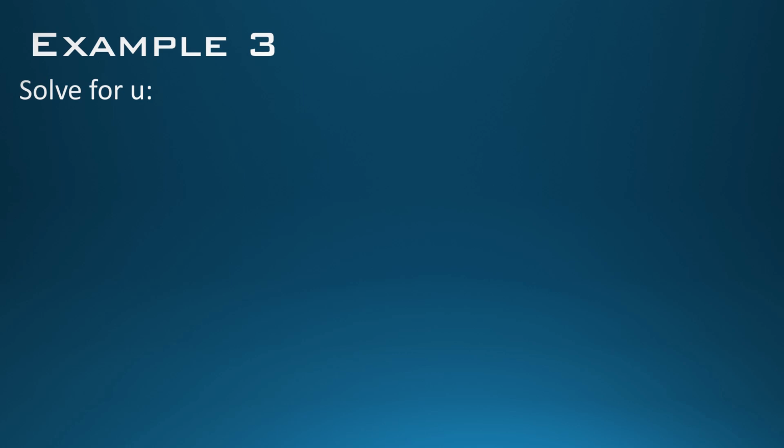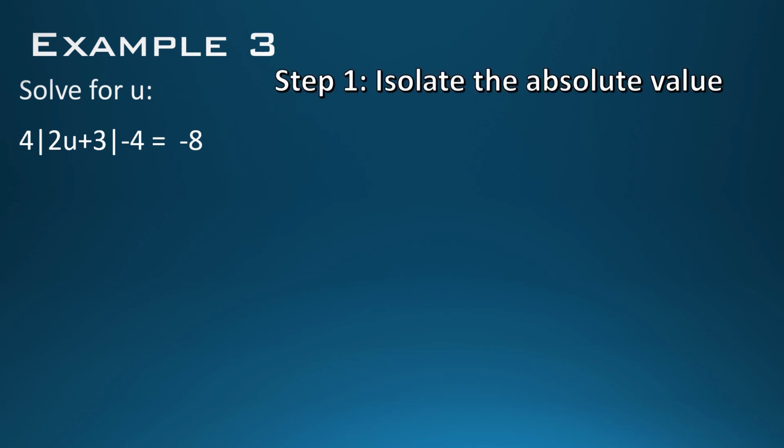Alright, so now we've got example 3, solving for u. Now we have a pretty crazy one here. We have 4 times the absolute value of 2u plus 3 minus 4 equals negative 8. So, first step is to isolate the absolute value. Now I know this looks crazy, but it's going to be okay. Just breathe and take it one step at a time.